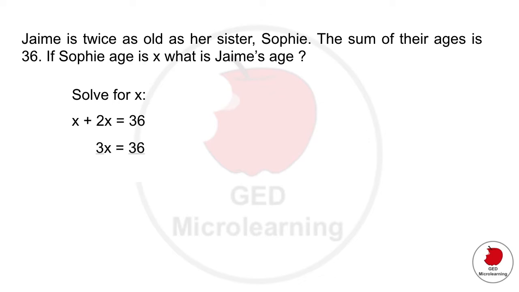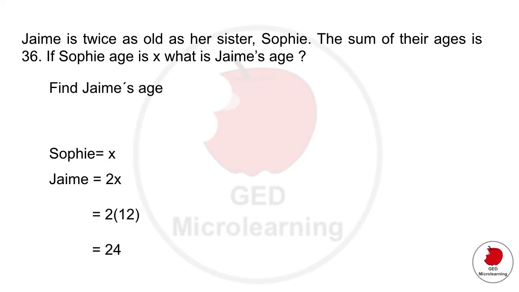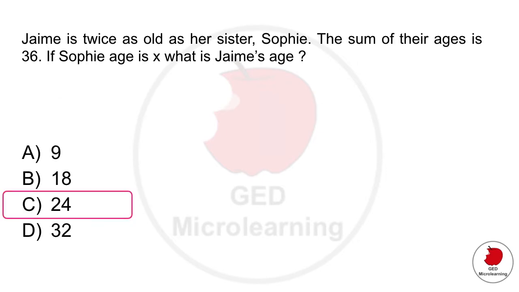is equal to 36. And now what you want to do is isolate that x by dividing both sides by 3. Okay, so that gives you that x is 12. But this is not the end of the problem, because remember that we're trying to find Jamie's age, and Jamie is 2x, right? So we're going to take that 12 and plug it into the equation for Jamie. So instead of 2x, 2 times 12, which is 24. Answer C.